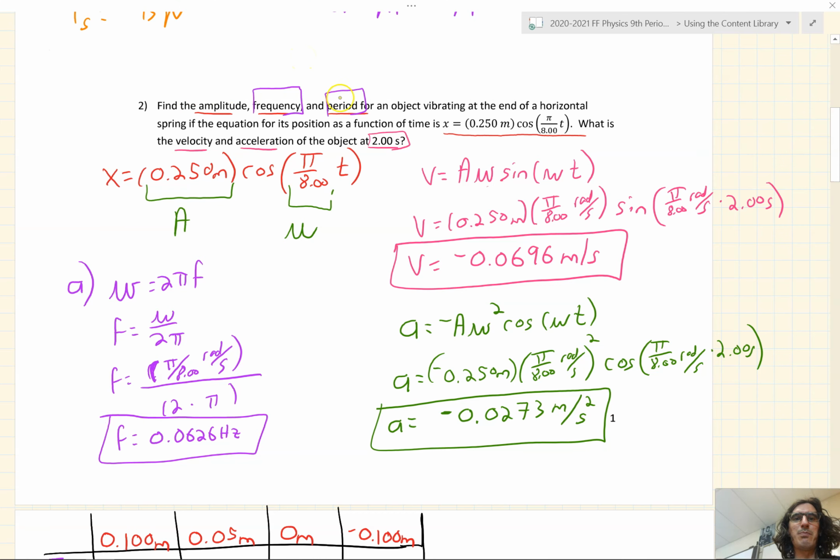To calculate the period, frequency is equal to 1 over the period, that's capital T, which means the period is 1 over the frequency, which gives us 1 over 0.0626 hertz. It's a 6 right there, sorry. And we get a period equal to 16.0 seconds.